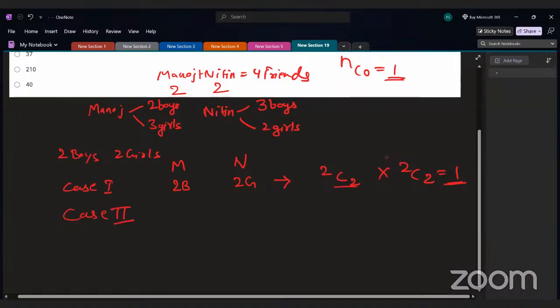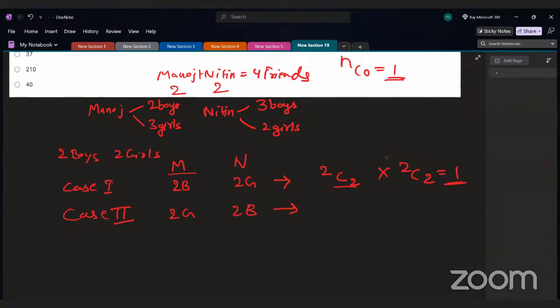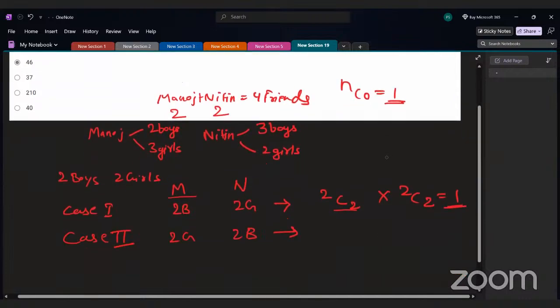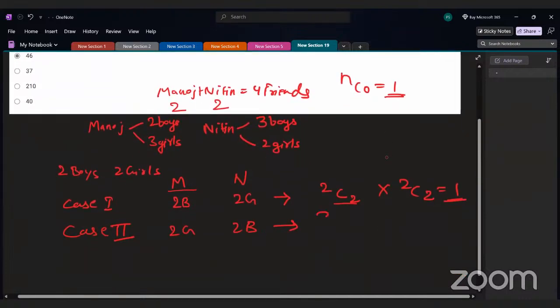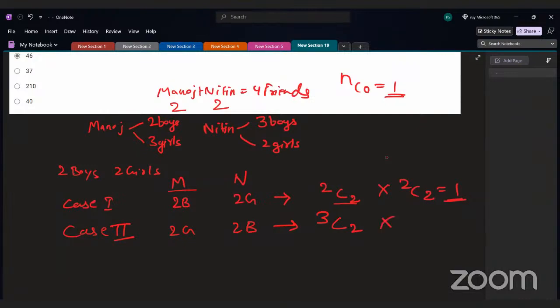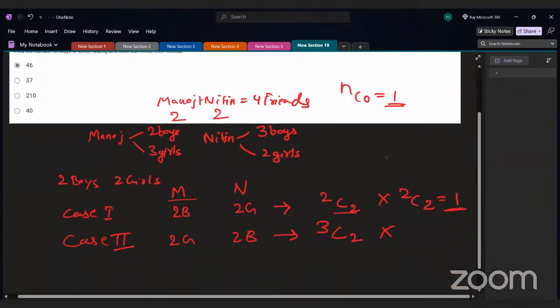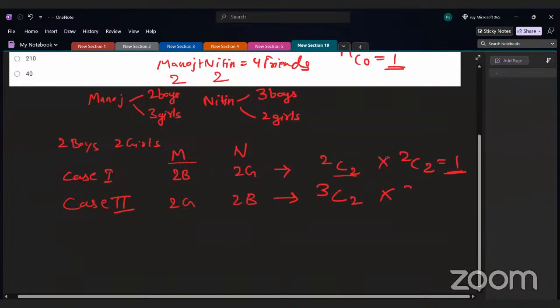For case two, Manoj can invite two girls and Nitin can invite two boys. Manoj has three girl friends, so 3C2, into Nitin has three guy friends, so 3C2. And this will be 9.